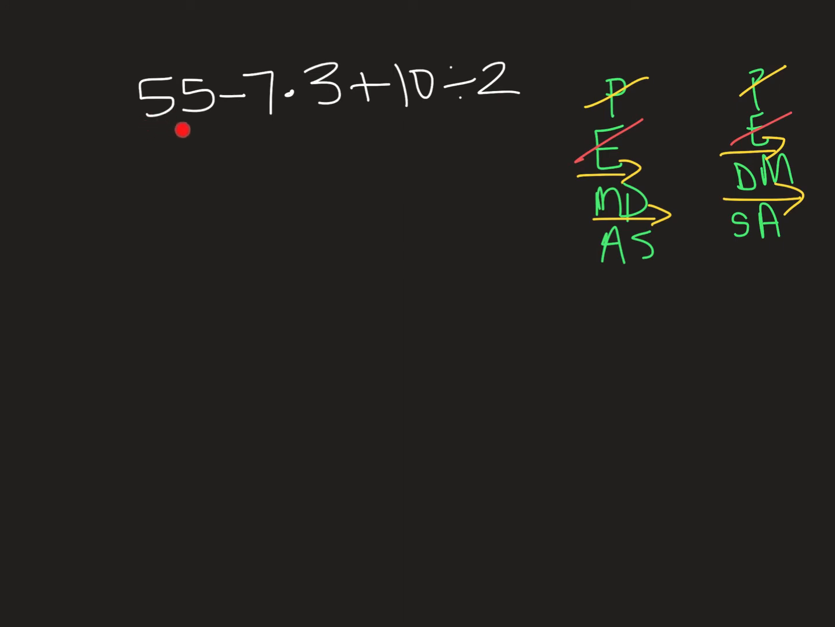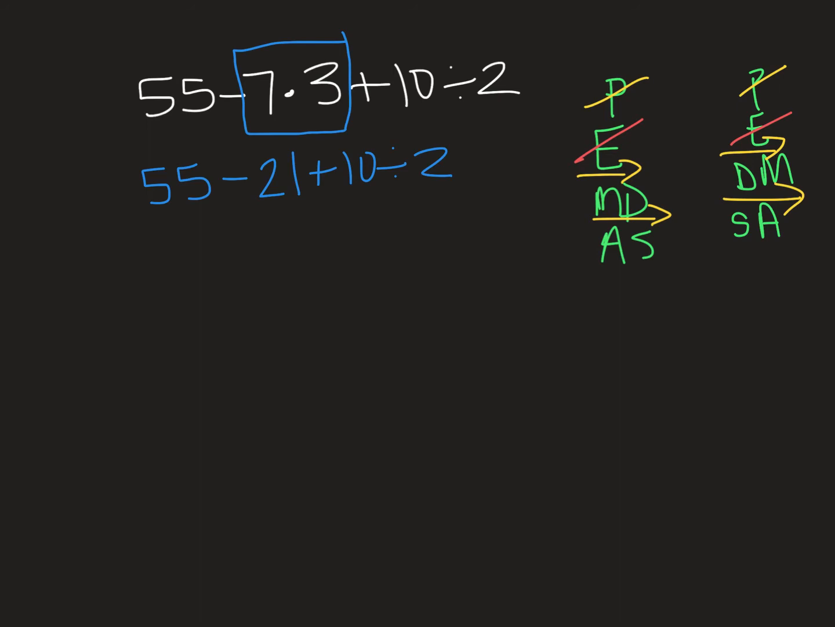So if I'm walking, oh, there's multiplication. Multiplication comes first. So I am going to solve that first. So let's do that. Let's box it and multiply. 7 times 3 is 21. Now, I just rewrite everything else.